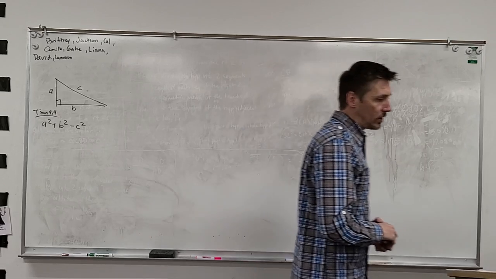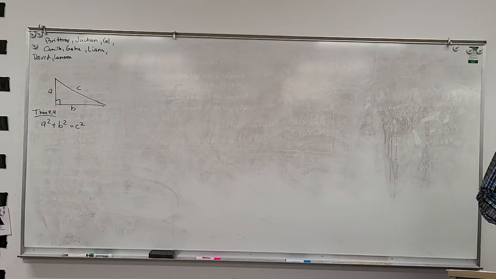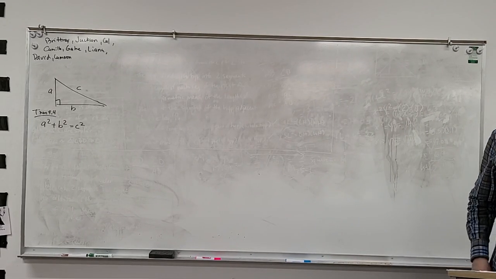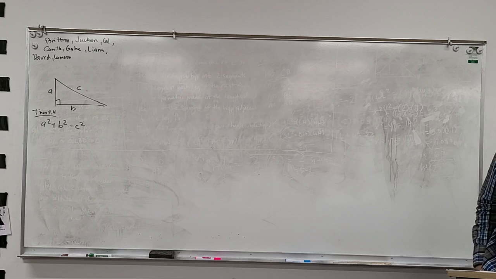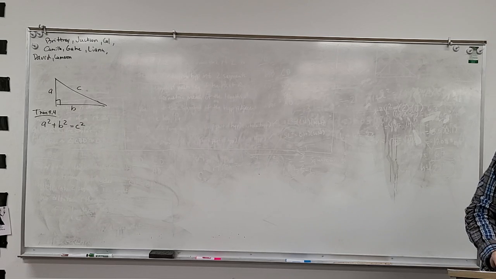Theorem 9.4 is the Pythagorean theorem. In a right triangle, the square of the length of the hypotenuse is equal to the sum of the squares of the lengths of the legs, right? So that's super simple.